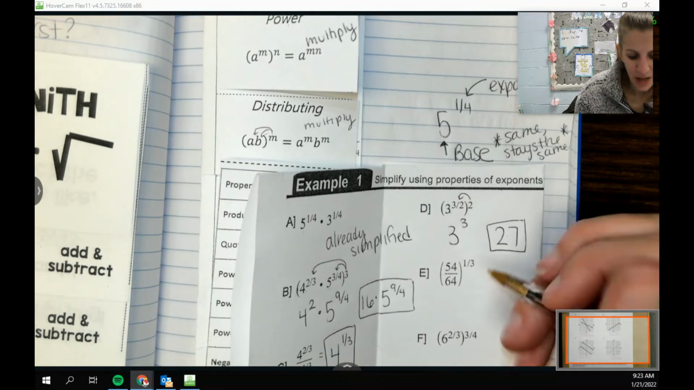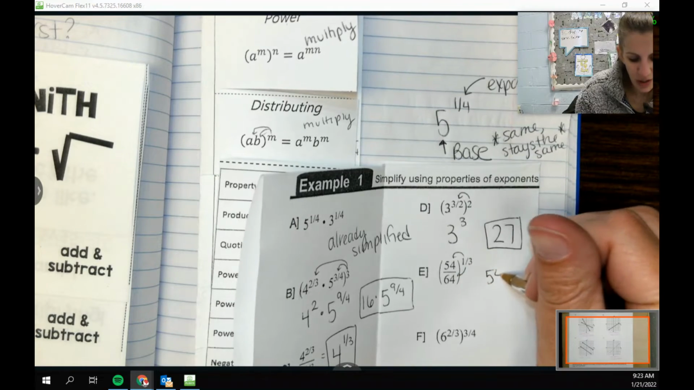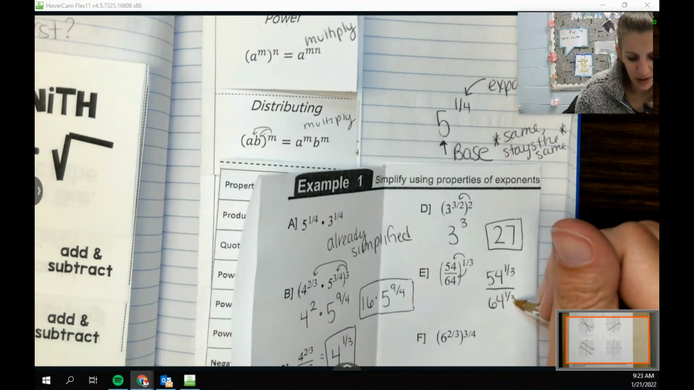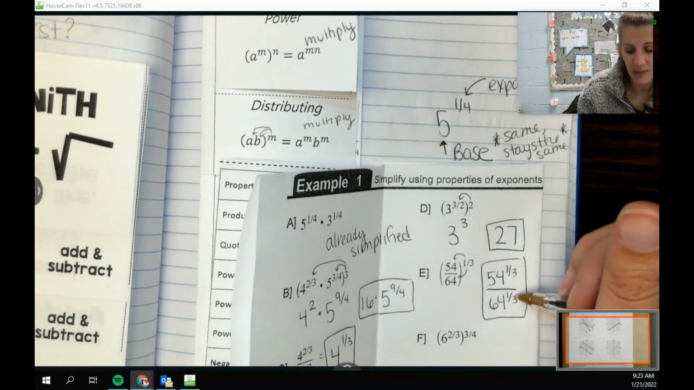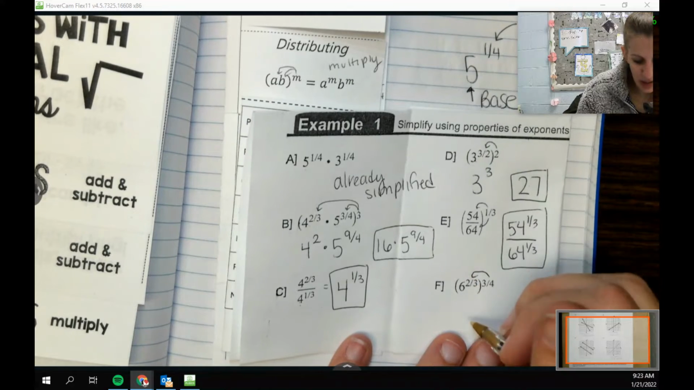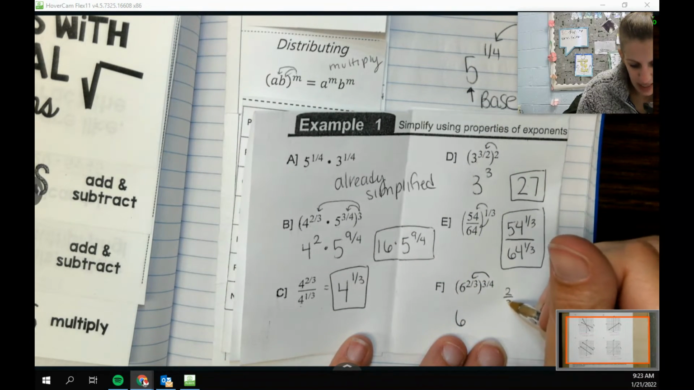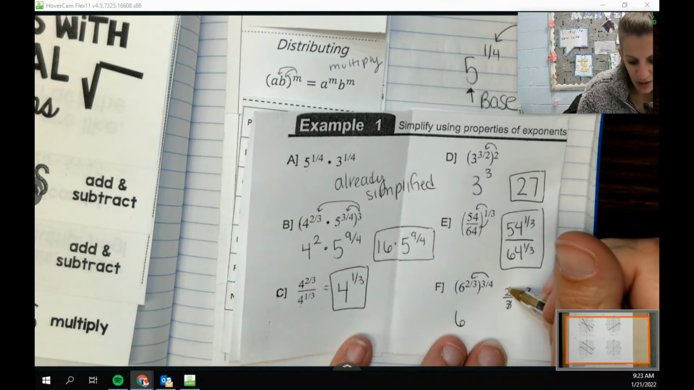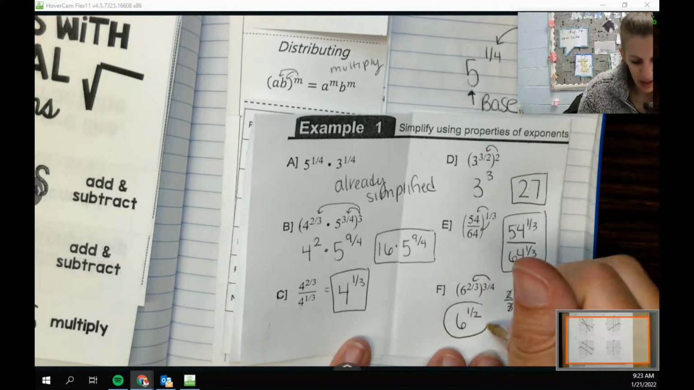Cute. Here I can distribute. So we'll have 54 to the 1/3 over 64 to the 1/3. That's kind of it for now because those numbers are not the same, so I can't subtract. And then lastly, we can distribute. So we'll have 6. I got to line these up. I hate when my fractions are sideways like that. So we have 2 over 3 times 3 over 4. The 3's divide out, the 2's reduce, so 6 to the 1/2 power. Cute.